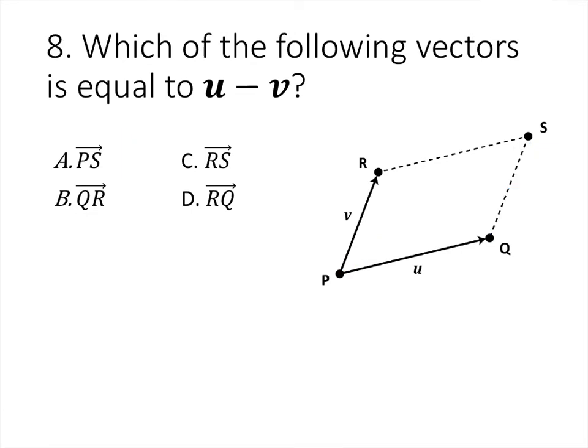Finally, we're asked about u minus v. And the way that I like to think about this is that if I take u minus v and add v, what I get is u. So u minus v is the thing that must be added to v to get u. And in the picture, that's going to be this vector, because when I take that blue vector that I've just drawn and add it to v by the triangle rule, I'm going to get u. And so that's option D, vector rq.